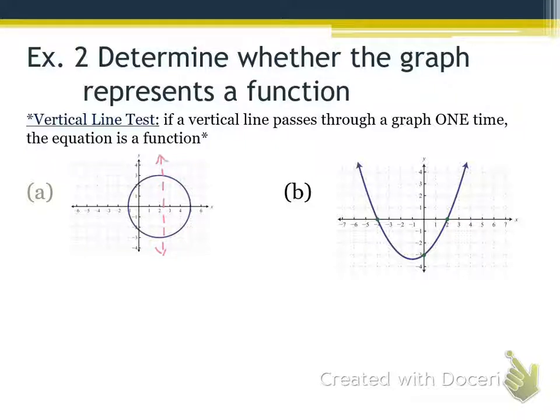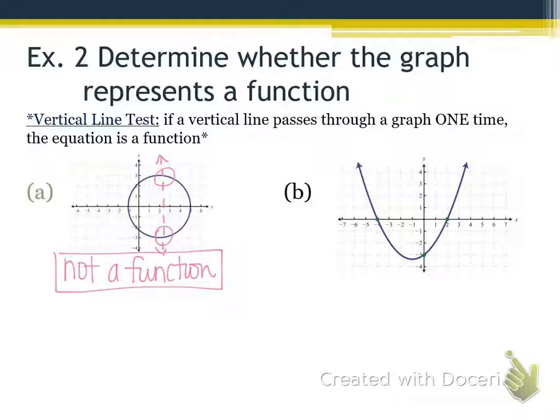Now, how many times did my vertical line hit or touch the graph? It passed through once, twice. So is this a function? Not a function. Because remember, the vertical line test says if a vertical line passes through a graph one time, the equation is a function. This vertical line passed through the graph twice, so it is not a function.